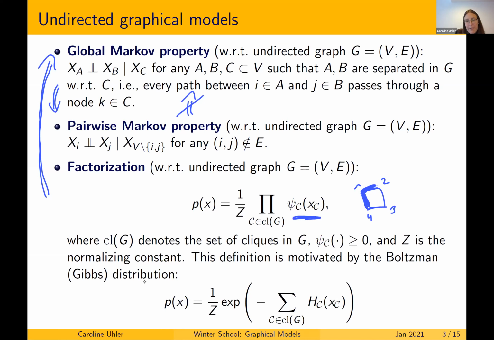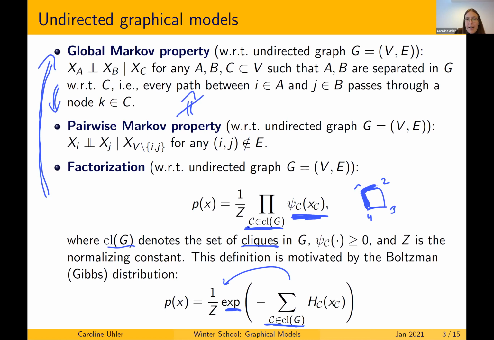So what are the factors in this kind of factorization? Well, what I'm writing out here is the set of all, so by CL of G, I mean the set of all cliques in the graph. These are all fully connected subgraphs in the graph. And you see that they have a product over all of the cliques in the graph, because the exponential, the sum can be taken outside. So really it is a product over all of the cliques in the graph. And then you'll have an exponential, which will always give you something non-negative or positive.